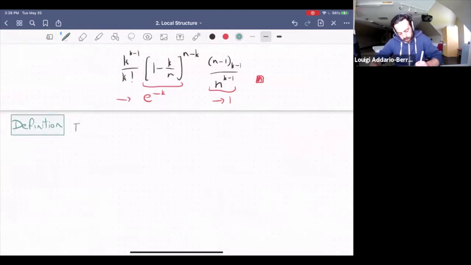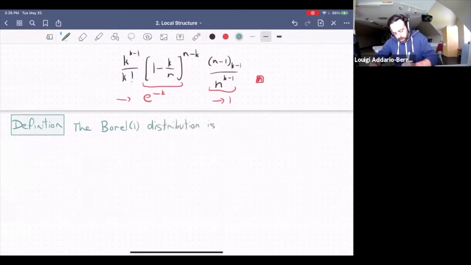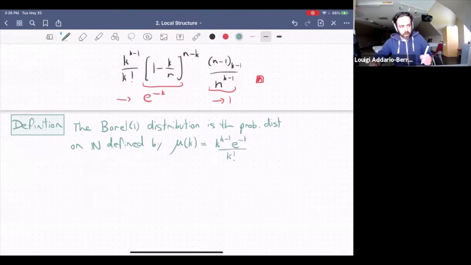So this is called the Borel or Borel-1 distribution. The 1 is a hint that it's in fact a parameterized family of distributions. So this is the probability distribution on non-negative integers, defined by, so mu of k is precisely the expression we had above, k to the k minus 1, e to the minus k over k factorial.